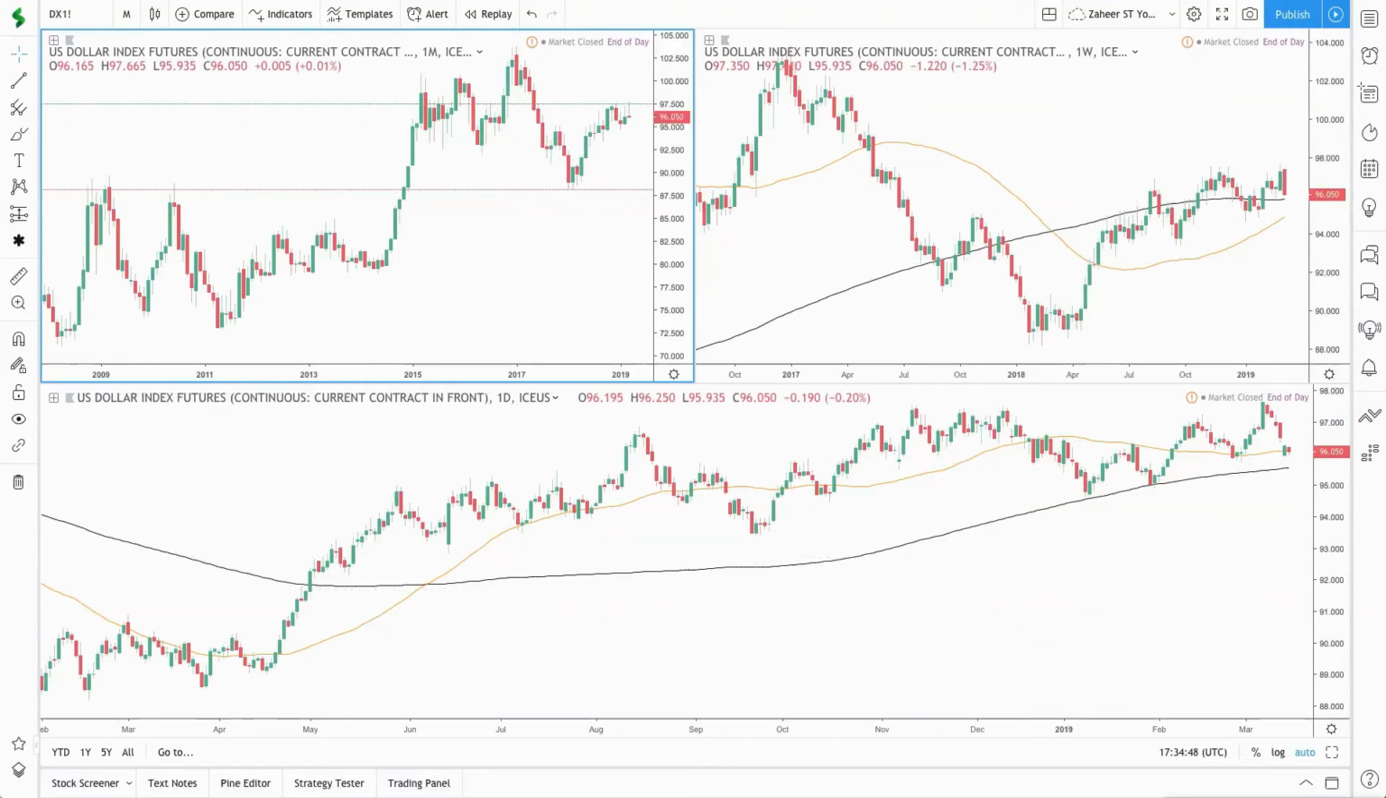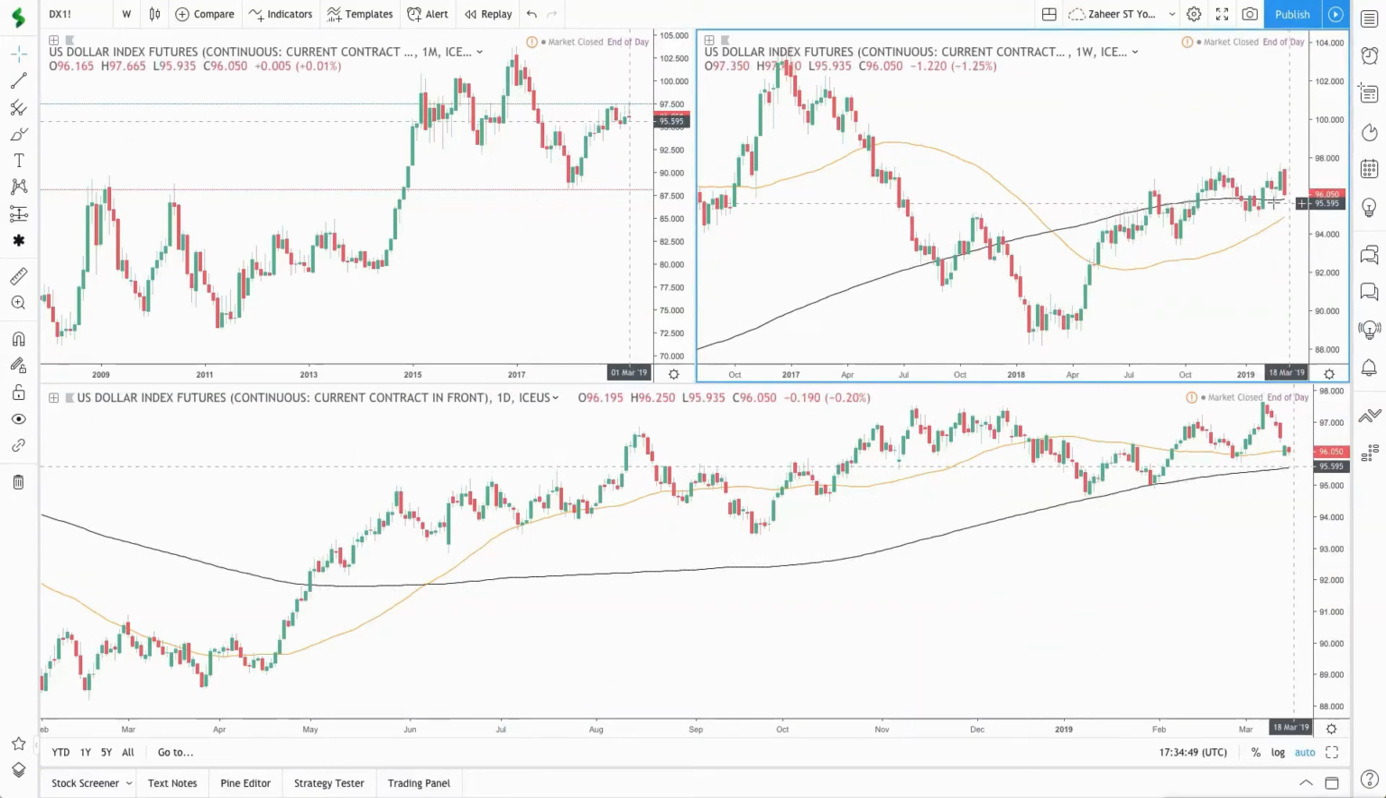If we move across to the weekly time frame, price is trading above the 200 moving average, giving it a bullish bias. But we can see last week was a bearish week. So it'll be interesting to see whether the 200 moving average holds strong as support and if we see a bounce to the upside or whether price continues to the downside.